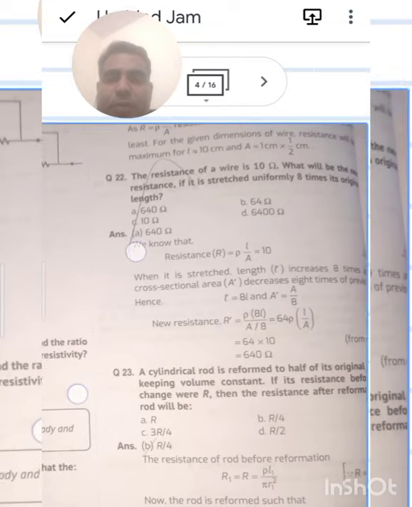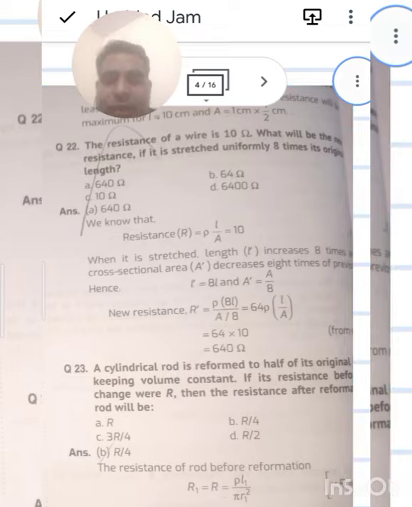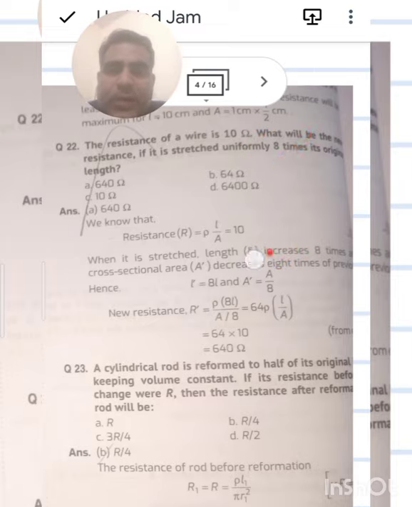Now question number 22. The resistance of a wire is given as 10 ohm. What will be the new resistance if it is stretched 8 times the original length? We have R is equal to rho L upon A. Length becomes 8 times and area is divided by 8. Whenever the length is multiplied by some number, divide the area by that. So 8 into L and the area divided by 8. When you solve, it is 64 times the original resistance. The original resistance is 10, so the answer will be 640 ohm.